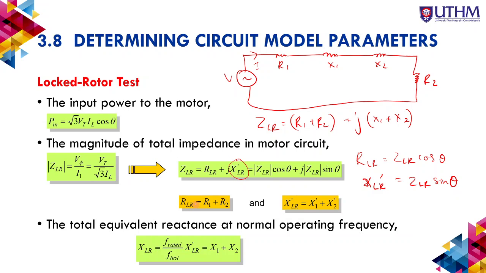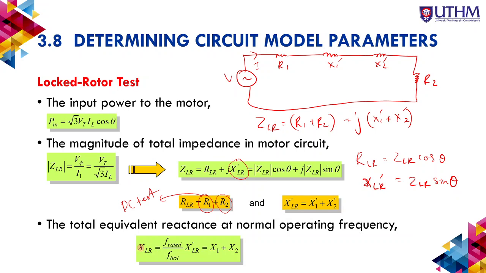So the R locked rotor during the locked rotor test is equal to R1 plus R2. From here we can see that R1 we found during the DC test, and from here we can get the value of R2. So we can find the value of R2. Then X prime LR equals X prime, because it's dependent on the frequency.